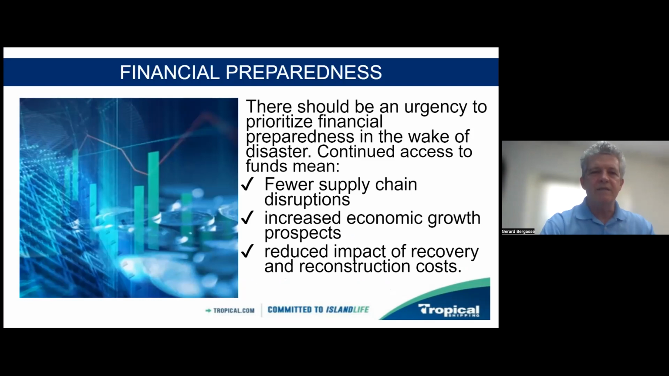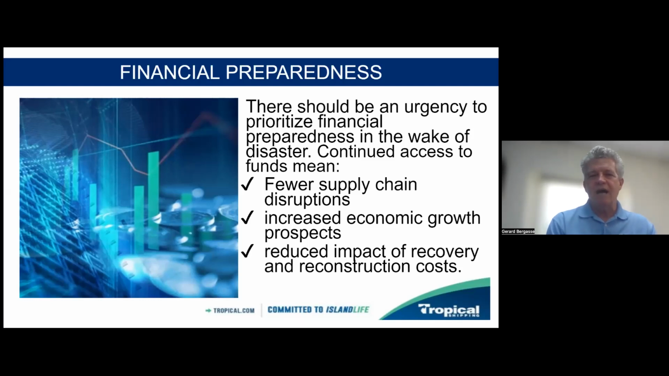So just a couple ideas for financial preparedness. In business, the most fundamental part of business is the buy-sell transaction. If we cannot receive money for what we sell and make payments for what we need to buy, we will go out of business. So the message here is look at investing in alternative payment and money transfer platforms. Make sure that part of your supply chain, that part of your business, is resilient.